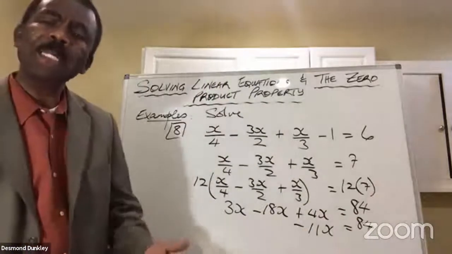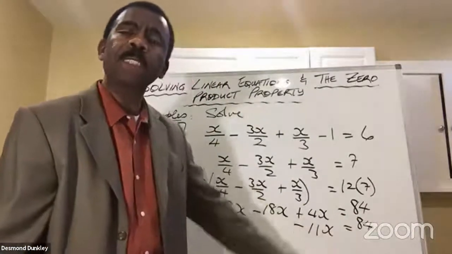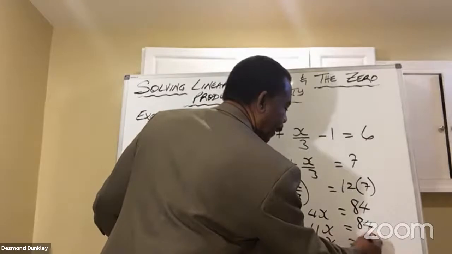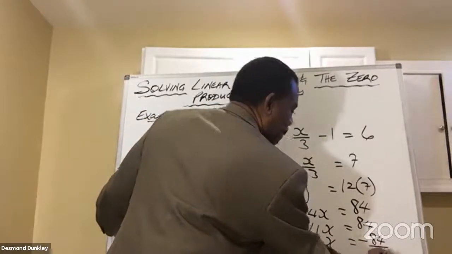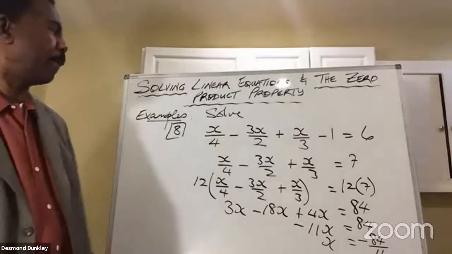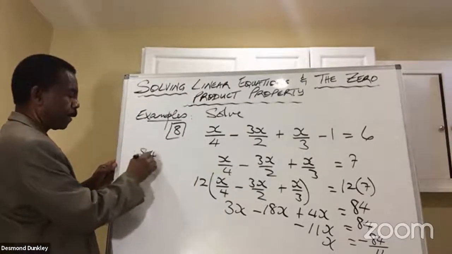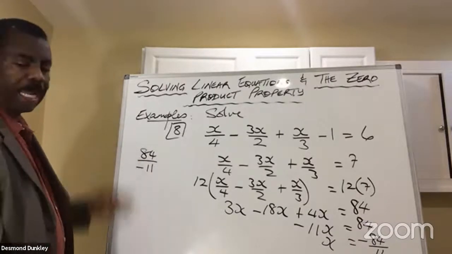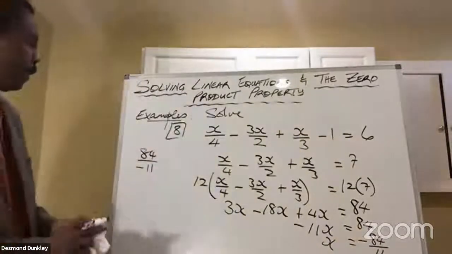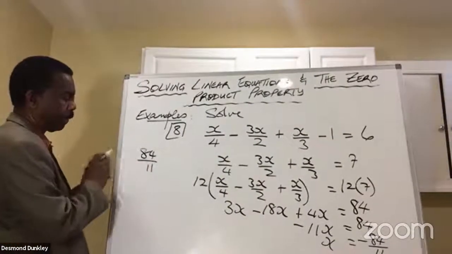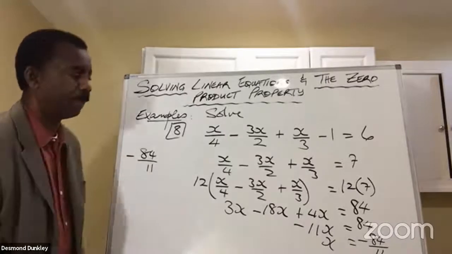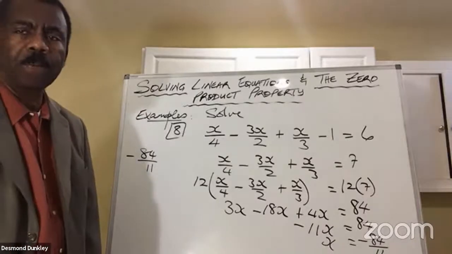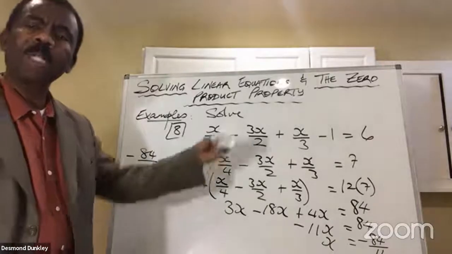So therefore, to get x by itself, you need to divide both sides by negative 11. You end up with x equal to negative 84 over 11. I just put the negative on top because what you have is 84 divided by negative 11. A positive divided by a negative, the answer is negative. It's the same thing as 84 over negative 11, but negative 84 over 11 is what normally is used. Okay? And that will be the answer for that question.